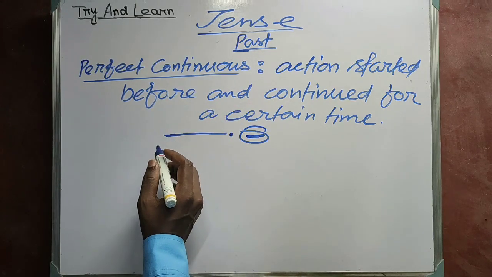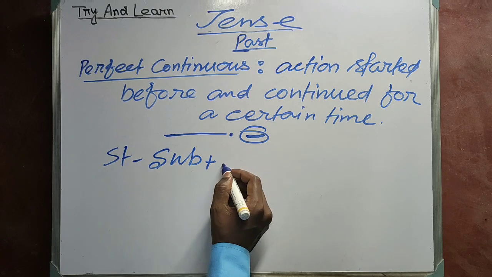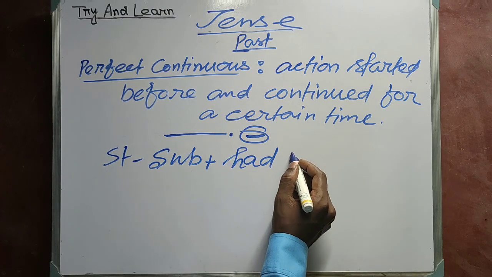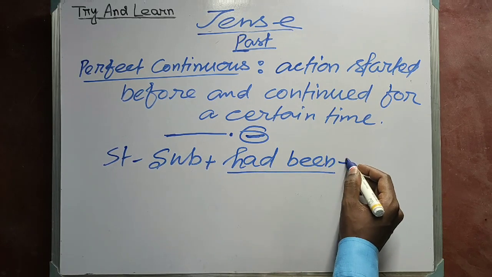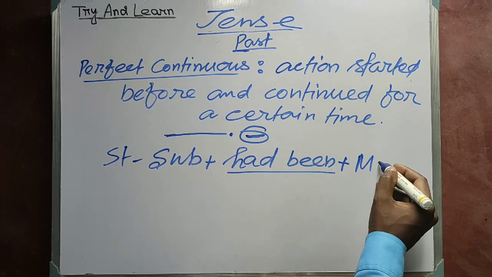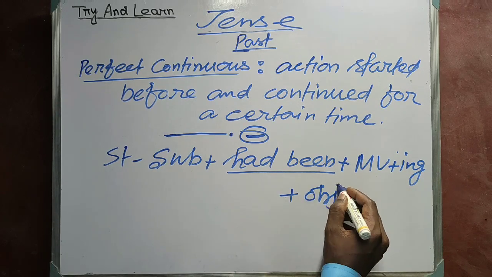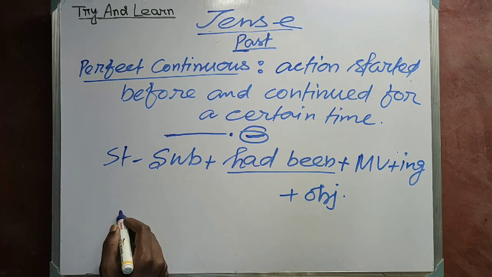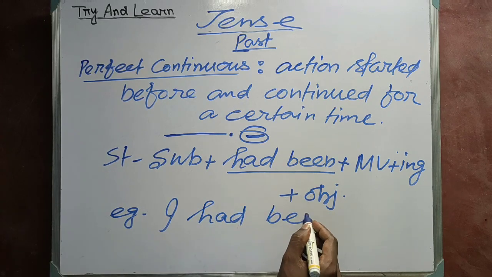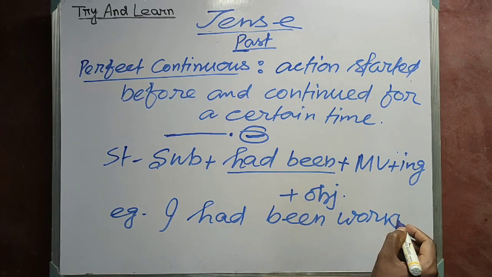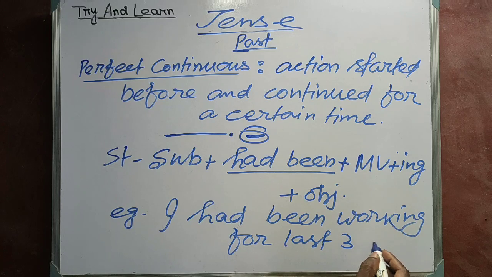Now let's see the structure. First, subject plus had been. In present tense it is have or has been; here it is had been, plus the continuous main verb plus ing, plus object or complement. Example: I had been working for the last 3 days.